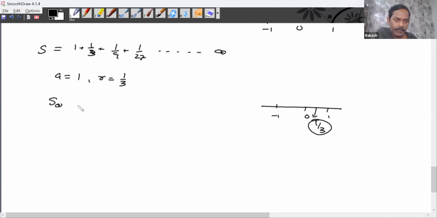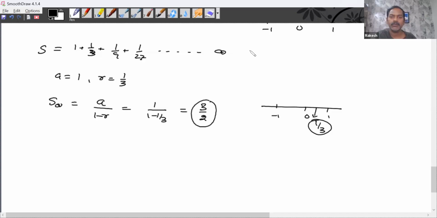So the sum till infinity would be what? As per the formula, it is a over 1 minus r. So it will be 1 over 1 minus 1 by 3, right? If you solve, we'll get it as 3 by 2. So 3 by 2 is the sum of this series, right?